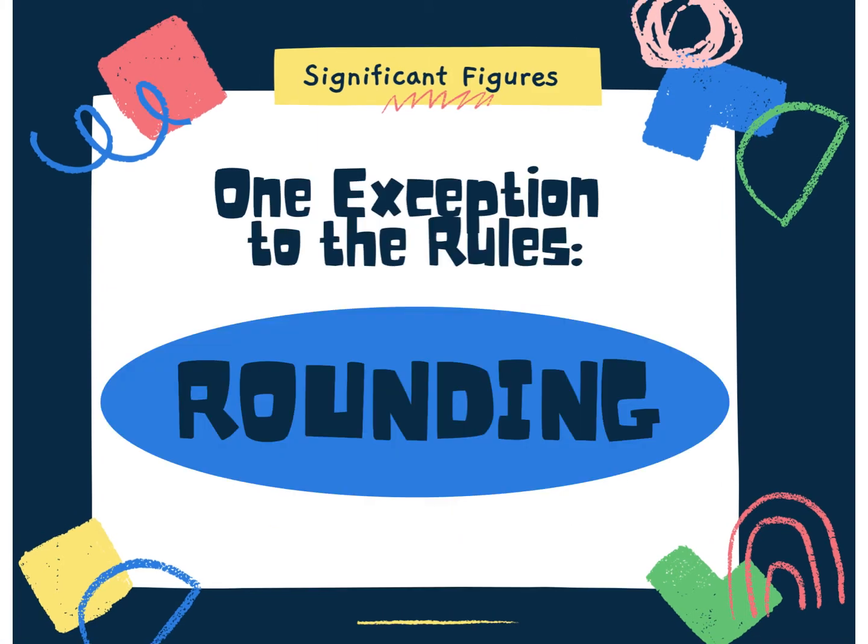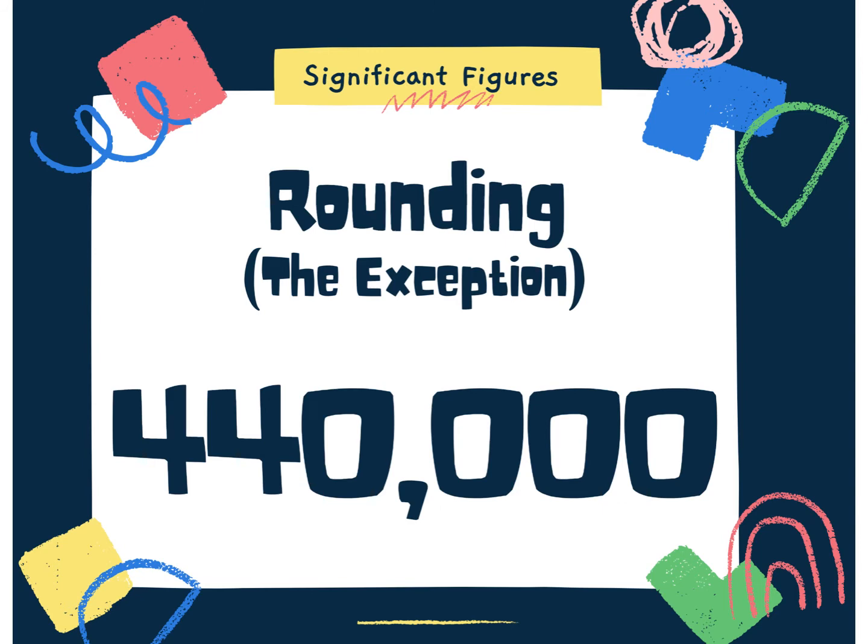There is one exception to the three rules that we've covered so far, and that exception is rounding. Let's talk more about that. If we have a value like 440,000 and we have knowledge of how that number has been rounded, we can add more significant figures to the list.